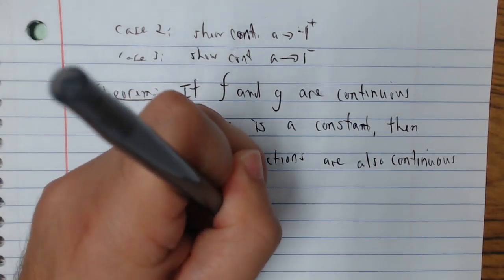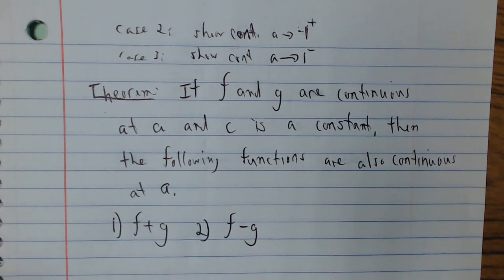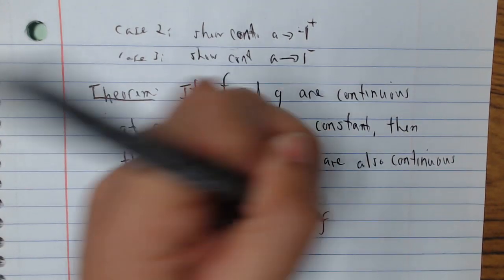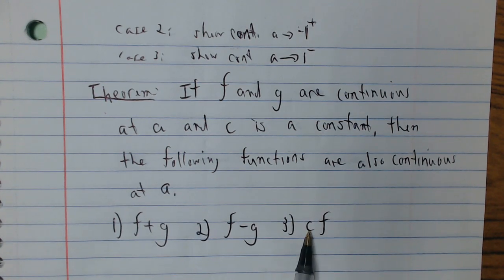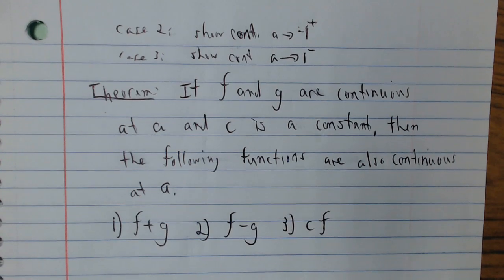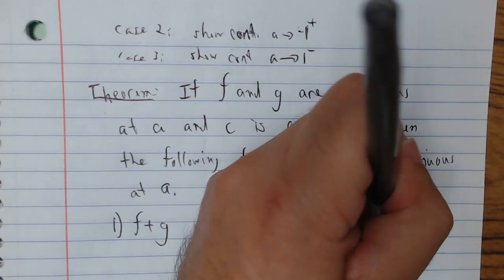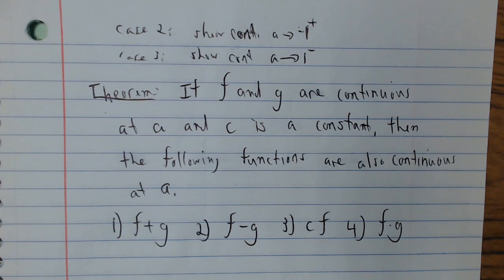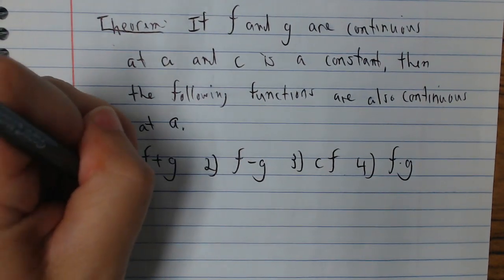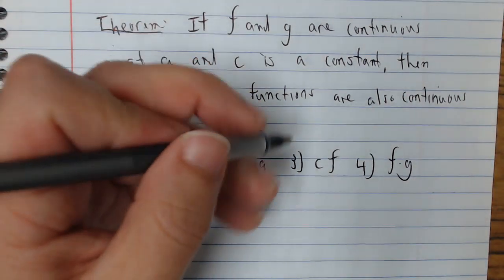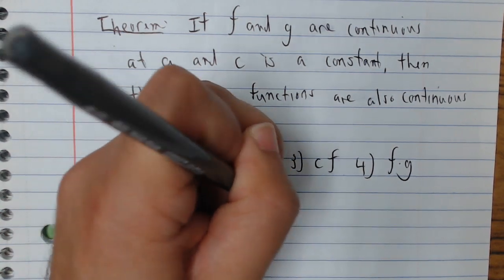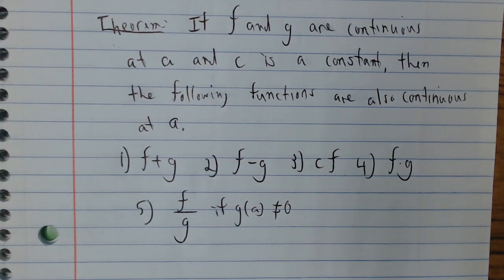And then, of course, f minus g is also continuous at A. And a constant times the function will be continuous. This is where the constant comes from. If f is continuous at A, then any constant times that function will still be continuous at A. And then f times g will also be continuous at A. And finally, the last one is f divided by g, which is continuous at A as long as g of A doesn't equal 0. Of course, we don't want our denominator to zero out. So we know that these will also be true.